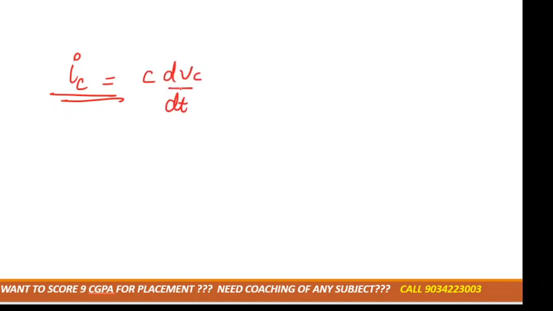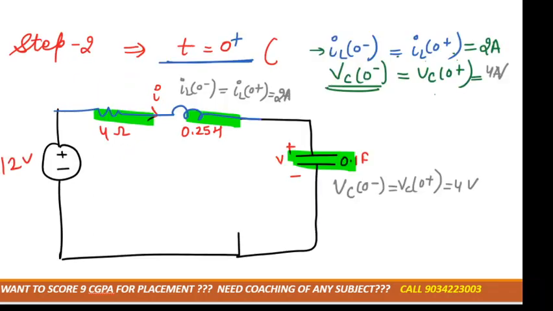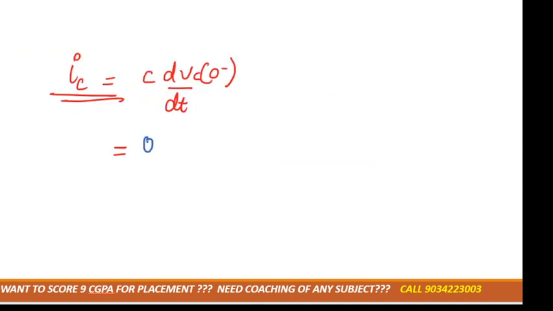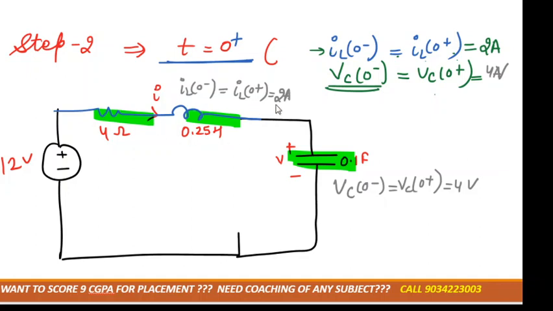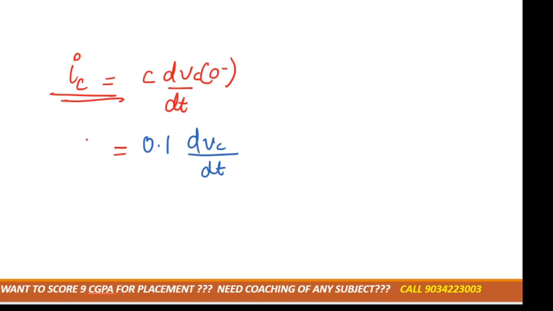dVc over dt. So we are taking for 0 minus. C value we already know, that is 0.1, right? dVc by dt we need to calculate, and the current across the capacitor we already calculated. How much current is flowing across this wire? That is 2 ampere, right? So we can put it here, 2 ampere.